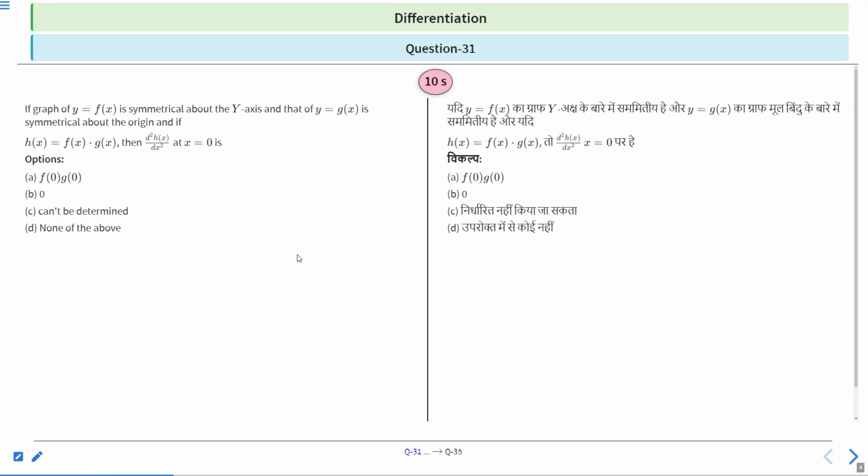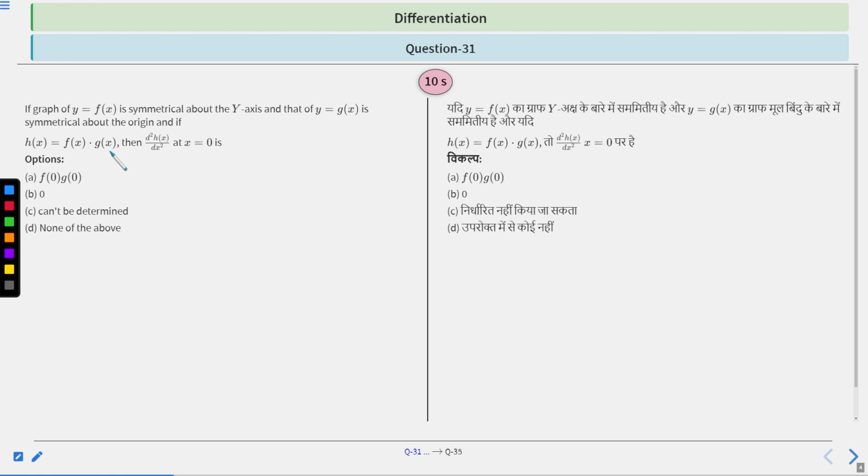Let's move to question number 31, which says: if the graph of y equal to f(x) is symmetrical about the y-axis and that of y equal to g(x) is symmetrical about the origin, and if h(x) is equal to f(x) into g(x), then we have to find d²h(x)/dx² at x equal to 0. So the hint of this question is C.